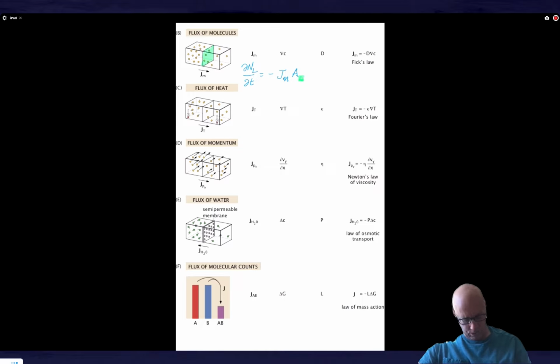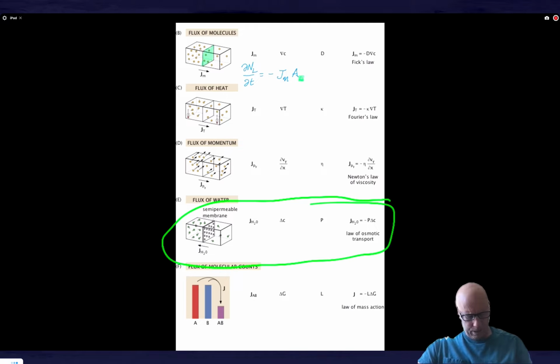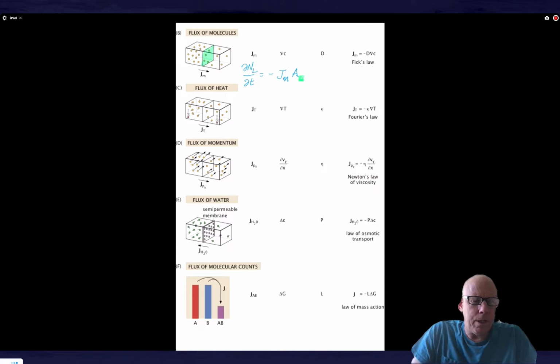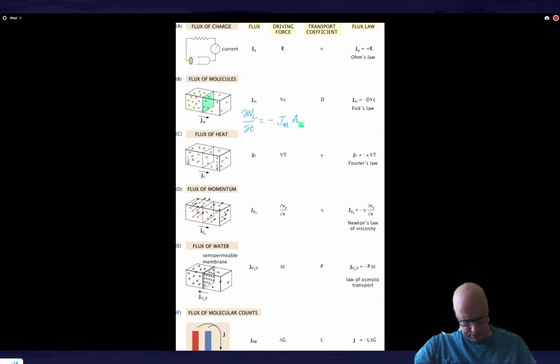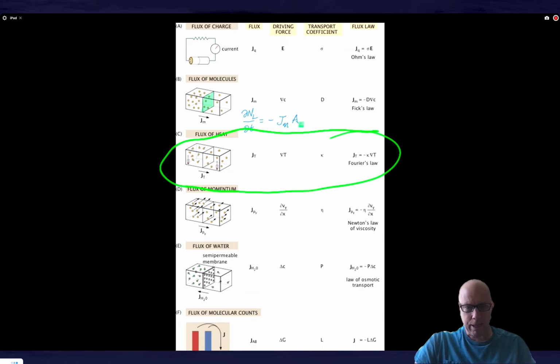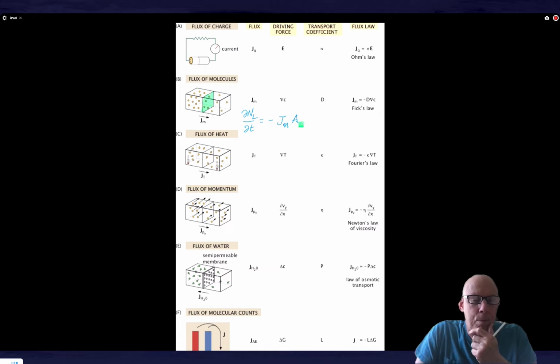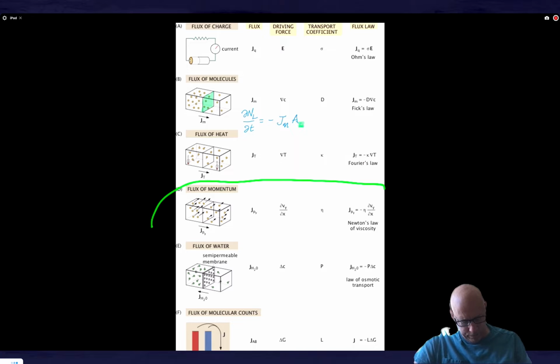We also used this one in thinking about the frogs. So we computed the rate of water escape due to osmotic shock. The heat equation is Fourier's law. That's also very well known and super powerful and really interesting. And then finally Newton's law of viscosity.